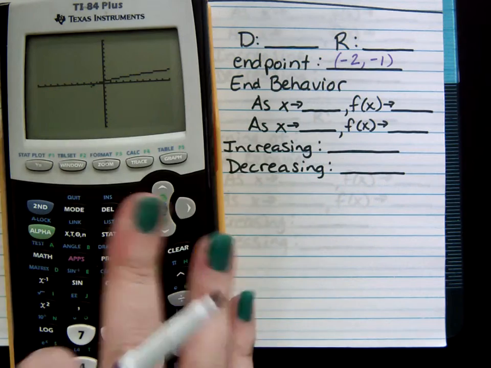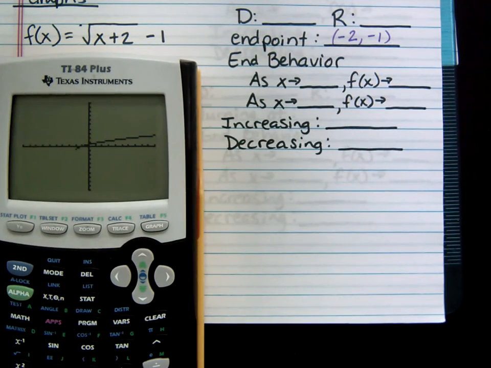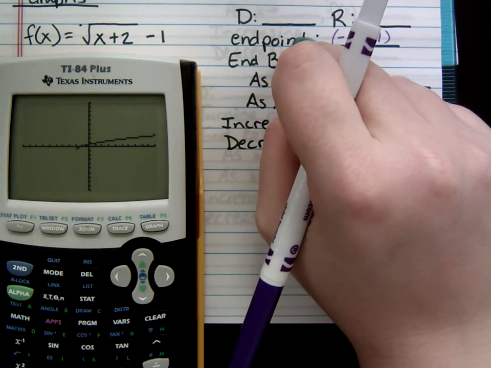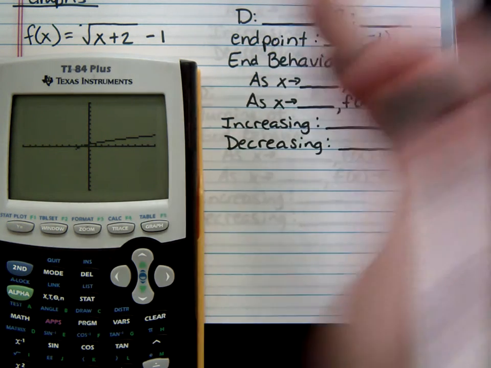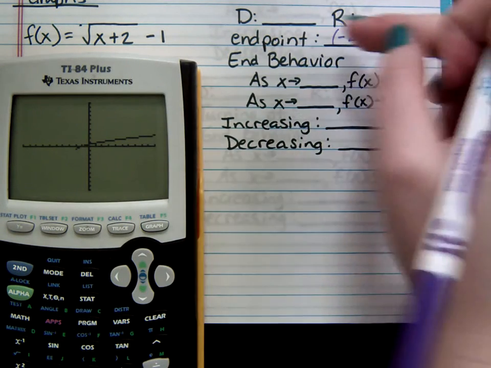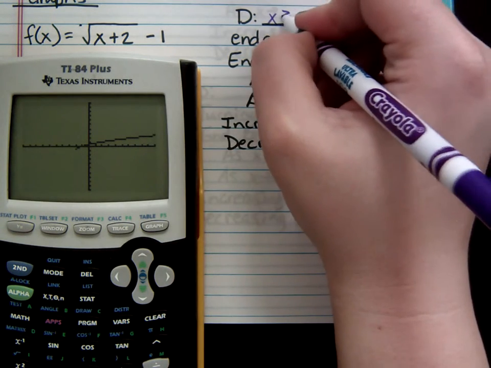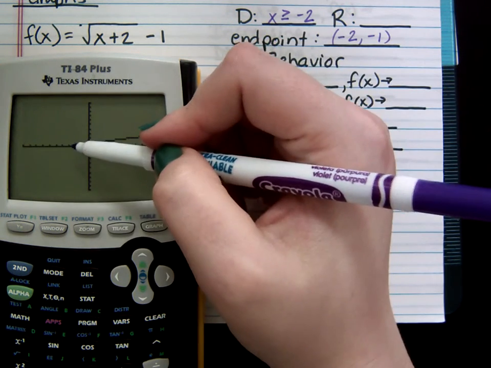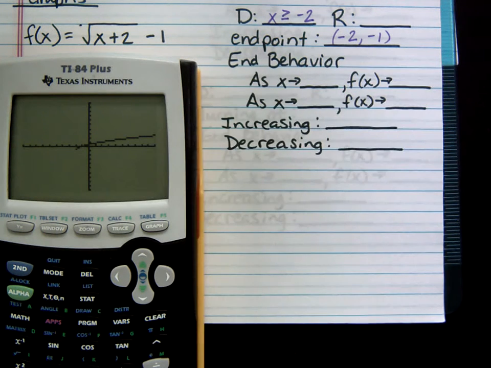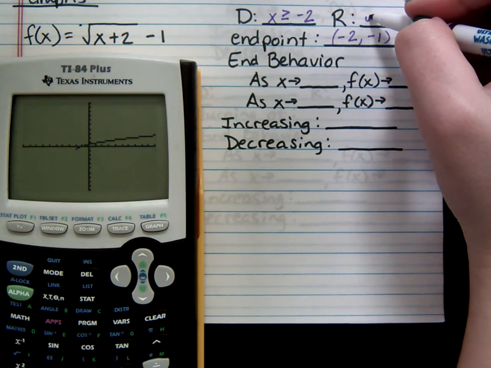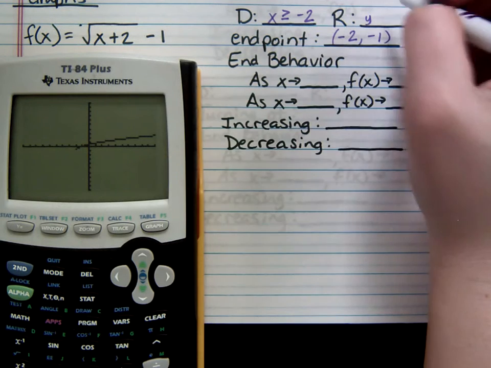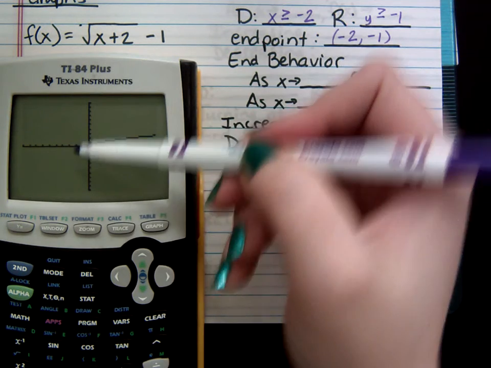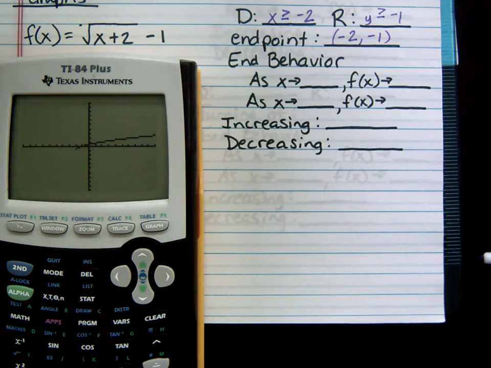Now let's keep this up and look at the other characteristics. Now, our domain, remember, is your x values. It doesn't go on forever. The left side has a boundary to it. That's your endpoint. So all my x's are greater than or equal to -2, because on my x-axis, it can be -2 or any number bigger than that. For my range, remember that's your y values, is any y greater than or equal to -1, because -1 or above is where my graph is.